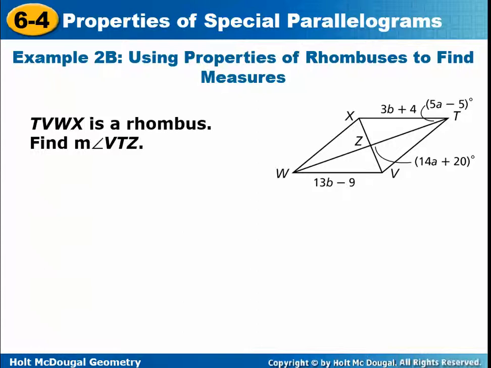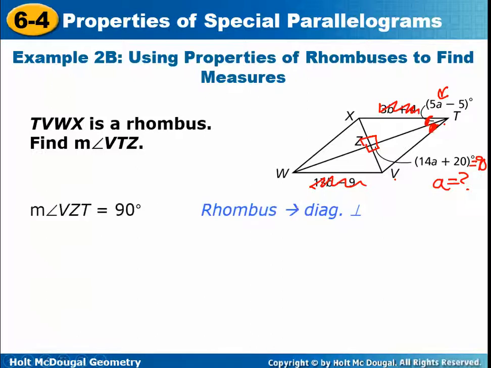Now in this one, they're asking for a measure of an angle. So if you're looking for the measure of an angle, you're not going to use this, you're not going to use this. You're going to use the angle measures somehow. Now remember, this is important, in a rhombus and only in a rhombus, these diagonals will bisect each other at right angles. So 14a plus 20 is equal to 90 degrees because it's a right angle. And you can use that to find a, and then we can plug whatever we get into this to find angle VTZ, which is this angle here, but that's equal to this one because they're congruent to each other.